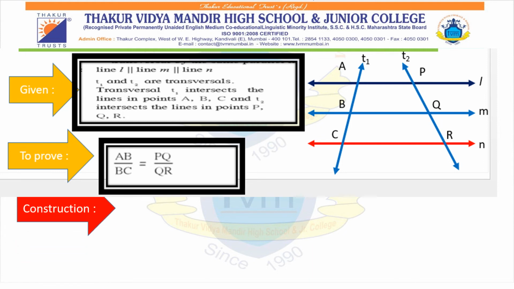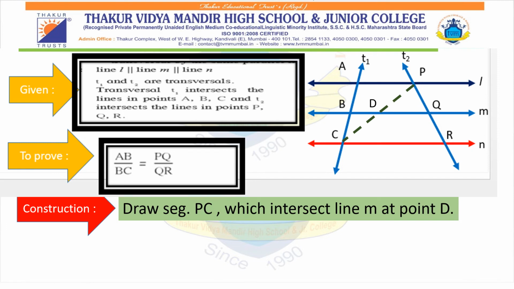That is why we'll do the construction. We'll draw segment PC which intersects line M at point D. Now see why we have done this construction. Now you can see triangle PCR in the diagram. Please see the diagram. In triangle PCR, what do we know? Yes, you are right, DQ is parallel to CR.